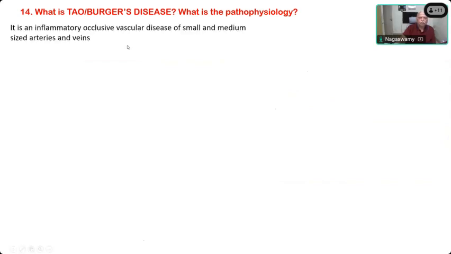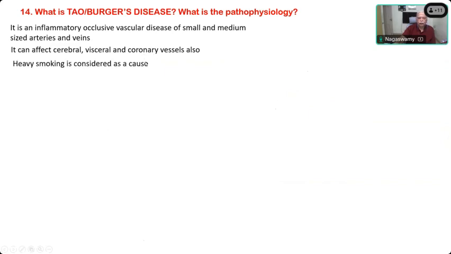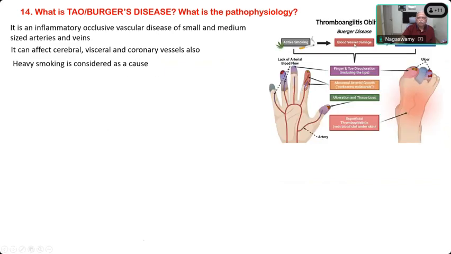It is an inflammatory occlusive vascular disease of small and medium sized arteries and veins. So it is the entire vasculature except the capillaries. Okay, so all of them can be affected. It can also affect the cerebral, visceral, and coronary vessels. Heavy smoking is considered a major cause for this particular disease. Active smoking leads to blood vessel damage, leading to hypertension.